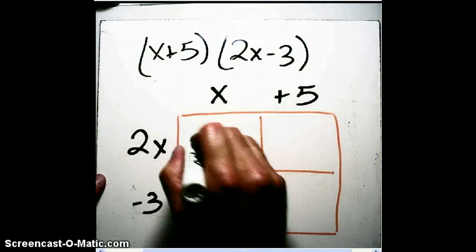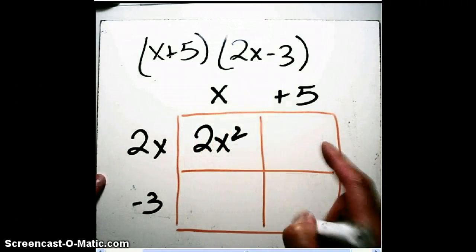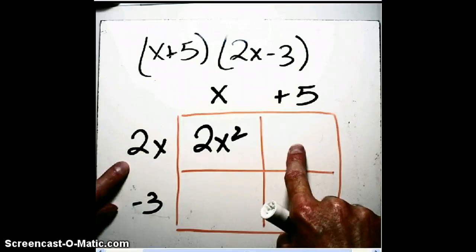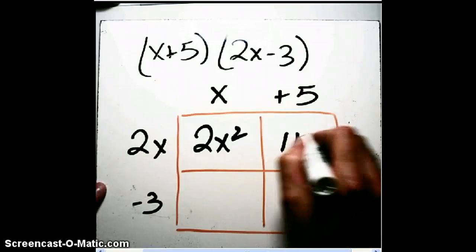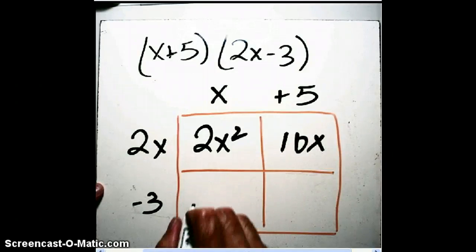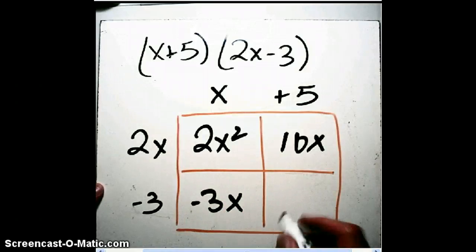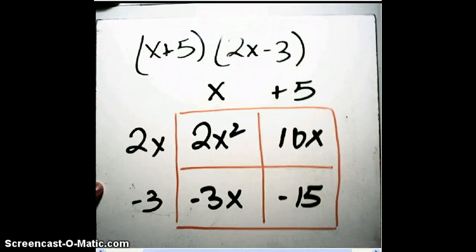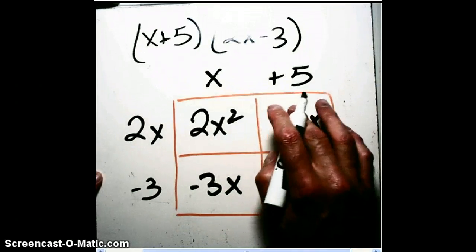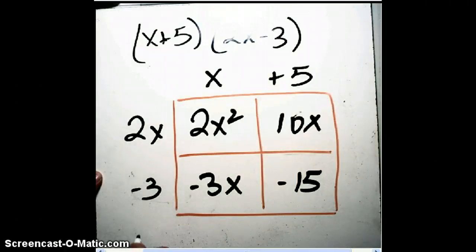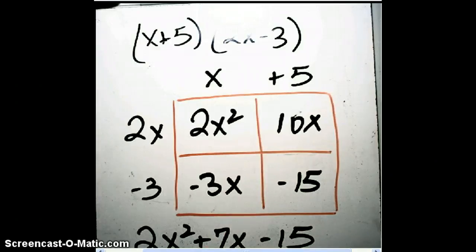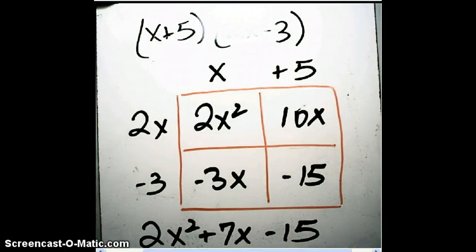This box right here would be 2x squared. This box here would be 2x times 5, that's 10x. And then over here I'd have negative 3x. And then here I'd have negative 15. So what does it all spell? Put it all together: 2x squared. Now what is 10x and a negative 3x? That's a plus 7x. And then minus 15. So there you go. This is called the box method of multiplication.